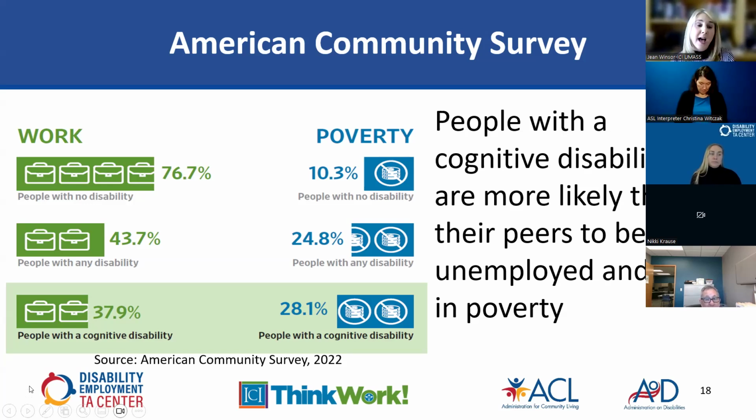But when we look at that for people with cognitive disabilities, we see less than half of folks with a cognitive disability are working. And we see almost 30% of people are living in poverty. And that to me is such a strong connection about why employment matters, why we really want to help people to be who they want to be, work the jobs that they want to work, so that they can really live the life that they want to live. So next slide.